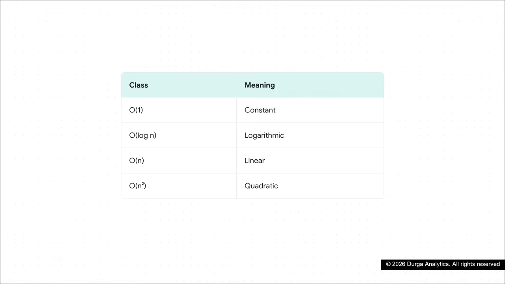O(n log n) is slightly worse than linear, pretty standard for efficient sorting. But down at the bottom, O(n squared). 10 times the input means 100 times the work. That's a massive bottleneck waiting to happen.